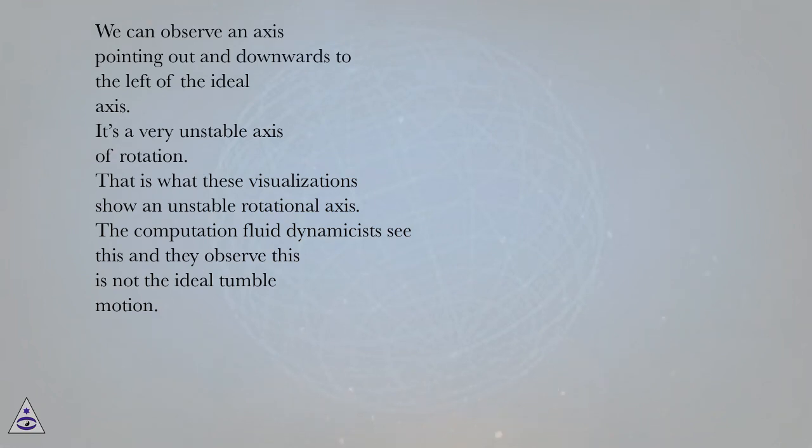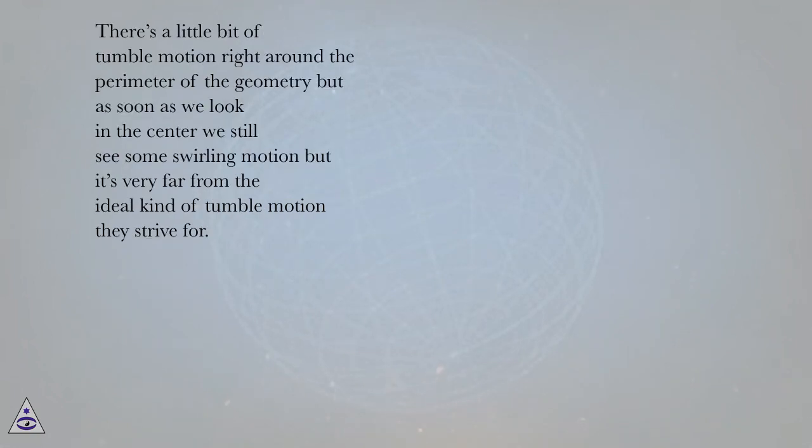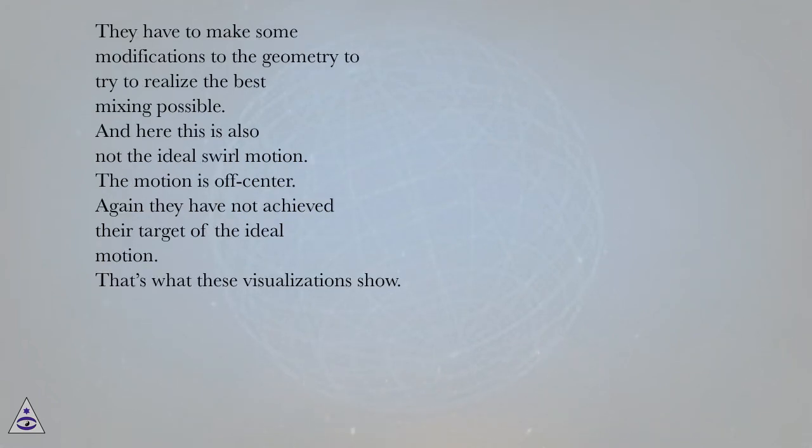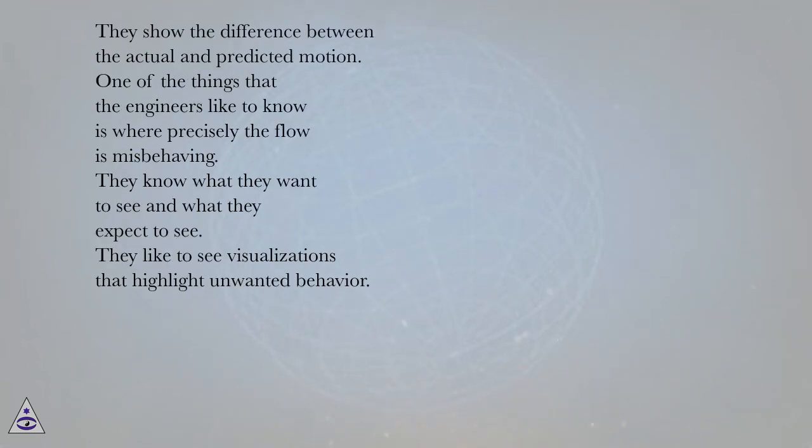The computational fluid dynamicists see this and they observe this is not the ideal tumble motion. There's a little bit of tumble motion right around the perimeter of the geometry, but as soon as we look in the center we still see some swirling motion, but it's very far from the ideal kind of tumble motion they strive for. They have to make some modifications to the geometry to try to realize the best mixing possible. And here this is also not the ideal swirl motion. The motion is off-center. Again, they have not achieved their target of the ideal motion. That's what these visualizations show. They show the difference between the actual and predicted motion.